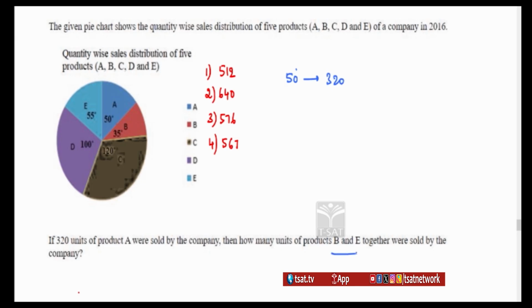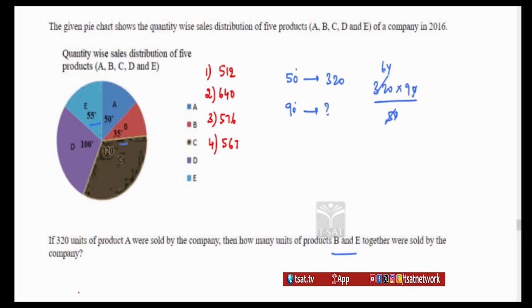What is B and E together? Now B and E together is actually 55 and 35, 90 is how much? Cross multiply it, 320 into 90 by 50. Zeros cancel, 5 ones are 5, 64s are.